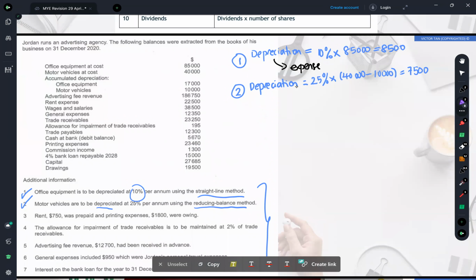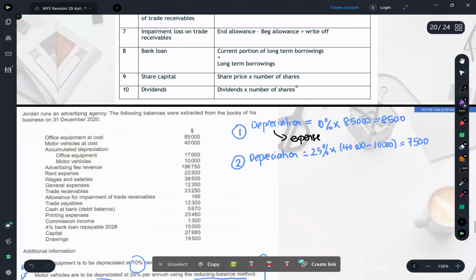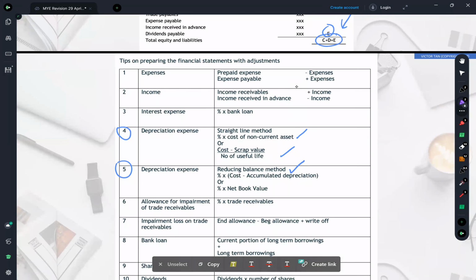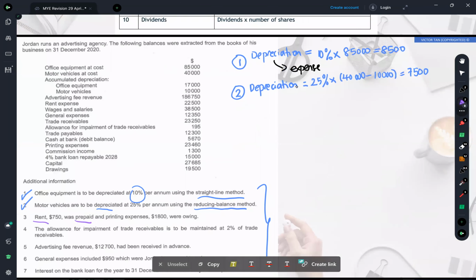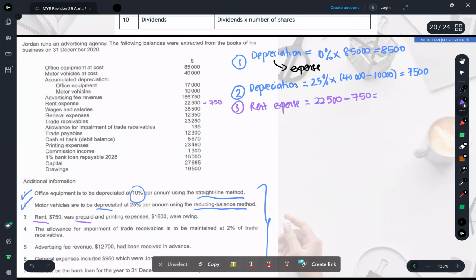Okay, number 3. So this is rent, right? Rent was prepaid. So go to my notes. Rent is here, right? Rent is an expense. You prepaid. So what do you do with your prepaid? You minus off your expense. Okay, so for prepaid, you minus off your expense. Your rent is here. So this one minus 750. Okay. Your rent expense is 22,500 minus 750. So 21,750. That is my rent expense.